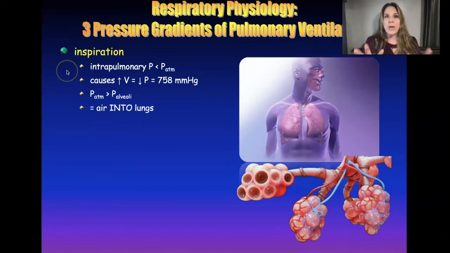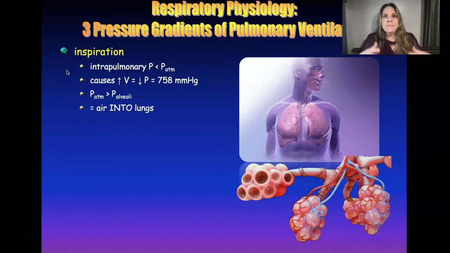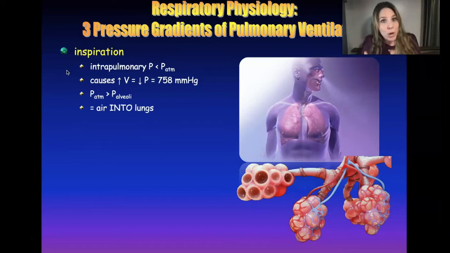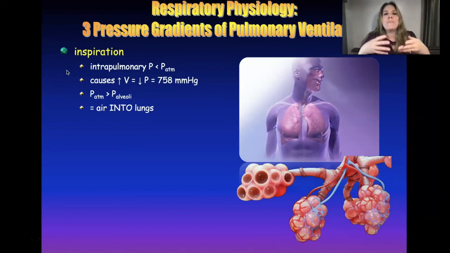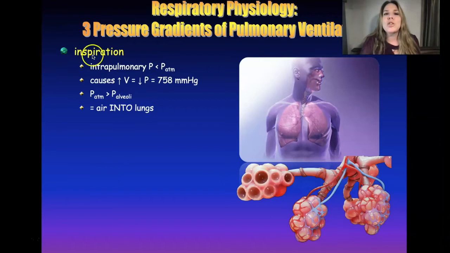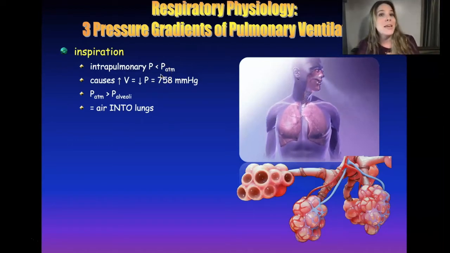During inspiration, we're breathing air in, and the volume of our lungs is expanding. It's getting bigger. Recall from Boyle's law that the higher the volume, the lower the pressure. In other words, the bigger the volume, the more space there is for the molecules to move around. They're under less pressure. And so during inspiration, our intrapulmonary pressure becomes less than that of the atmosphere. It drops down to 758 millimeters of mercury, slightly less than the 760 of the atmosphere.